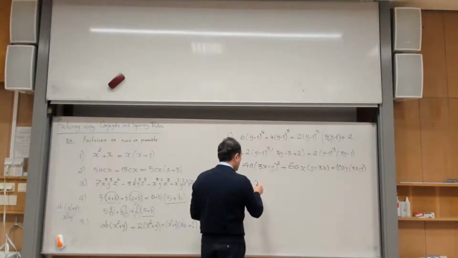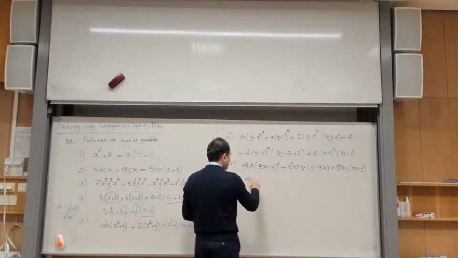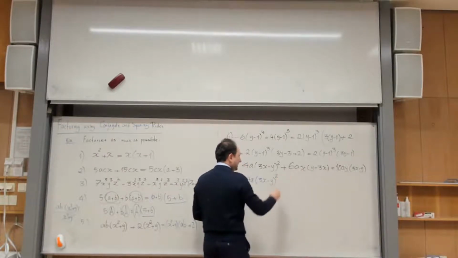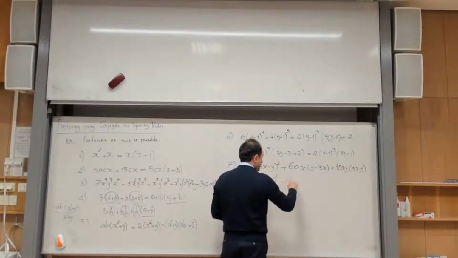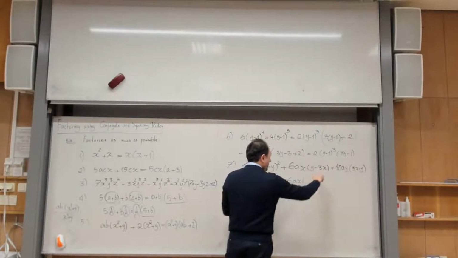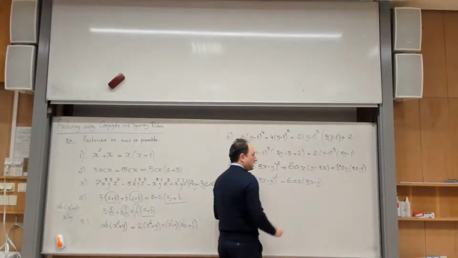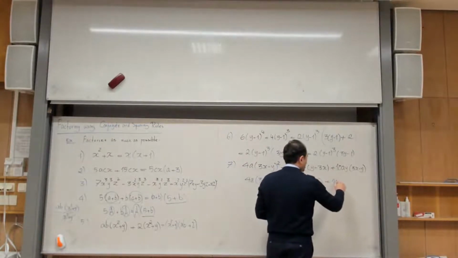So the first thing that I do for this problem, if you want, I can just copy and paste everything except the middle one. In the middle one, I write minus 6ax. Then I am allowed to interchange them. Yes? And then I copy and paste the rest.